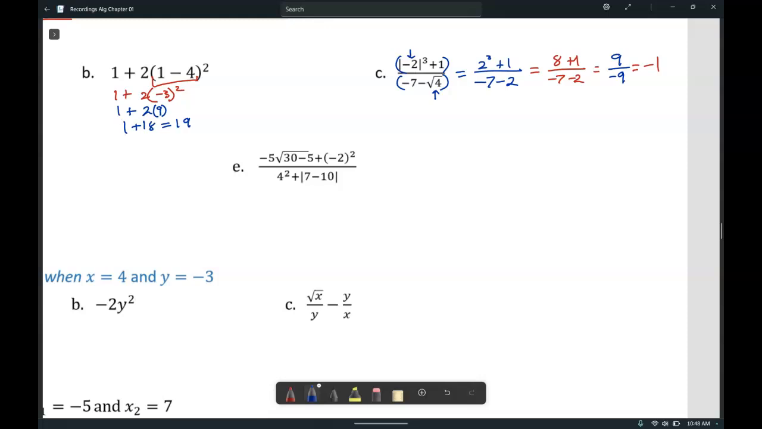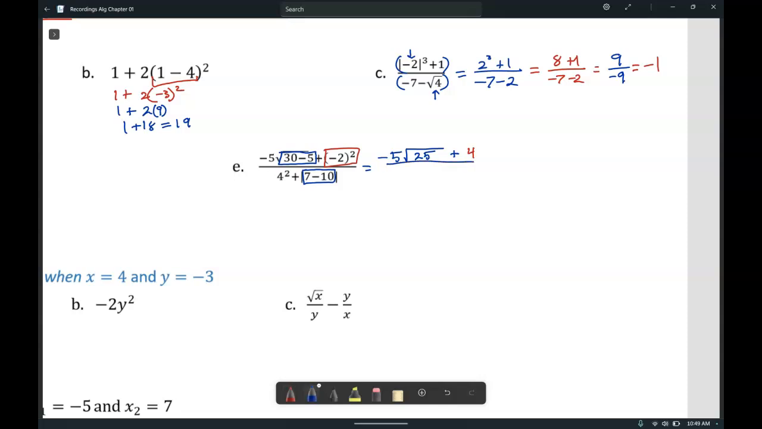This last one has a lot of steps to it, so let's just take it piece by piece. So within this radical, we have this grouping that we need to take care of. We can also simplify the expression within our absolute value. So negative 5 times the square root, 30 minus 5 is 25, plus, and we can actually save ourselves a little bit of time by going ahead and doing this group as well with the exponent, which gives us 4.